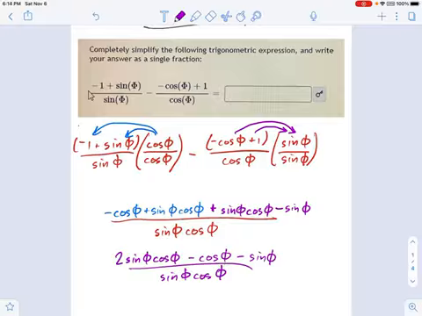Don't try to get fancy and split this up or do more factoring or anything like that. Because all this said was, if you read the instructions, write your answer as a single fraction. Okay, that's all it really wants here.